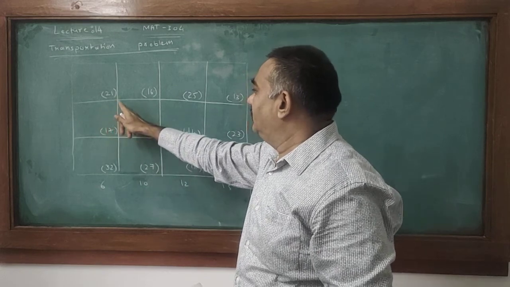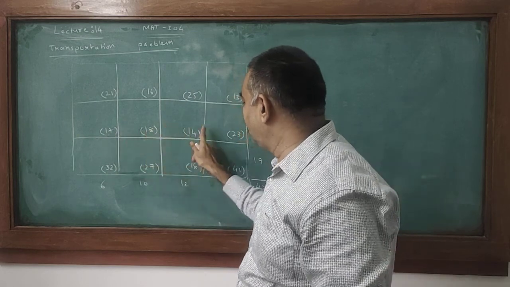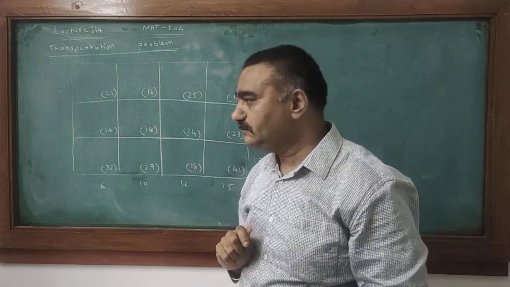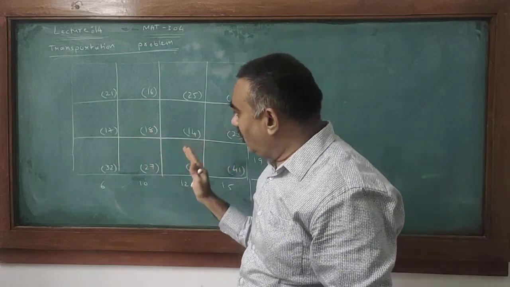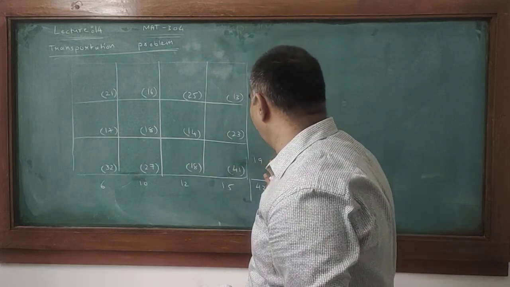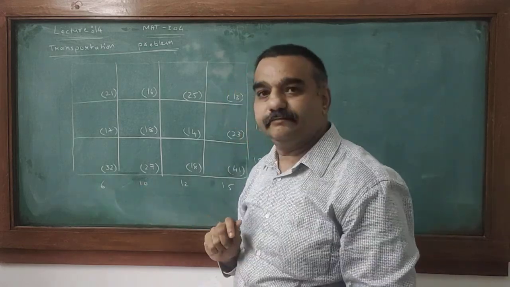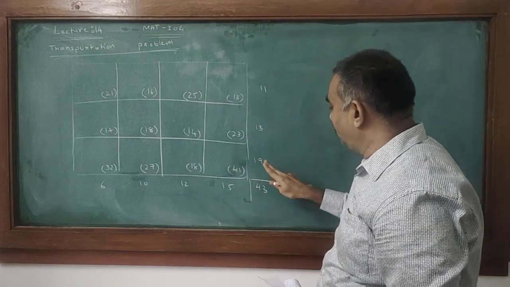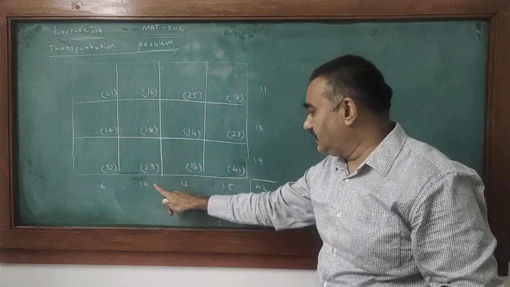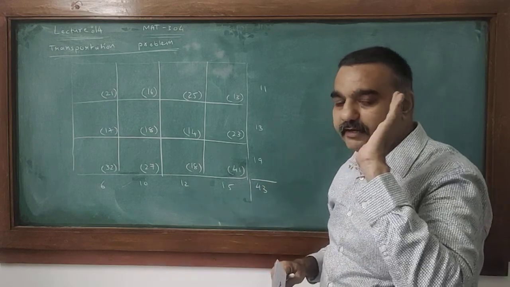Here 21, 16, 25, 13, 17, 18, 14, 23, 32, 27, 18, 41. All these are cost coefficients. And this is the supply, 11, 13, 19, and the demand, 6, 10, 12, 15. It means the supply is 24 plus 19, that is 43, and the demand is 6, 10, 12, 15, which is 43. Supply and demand are the same.